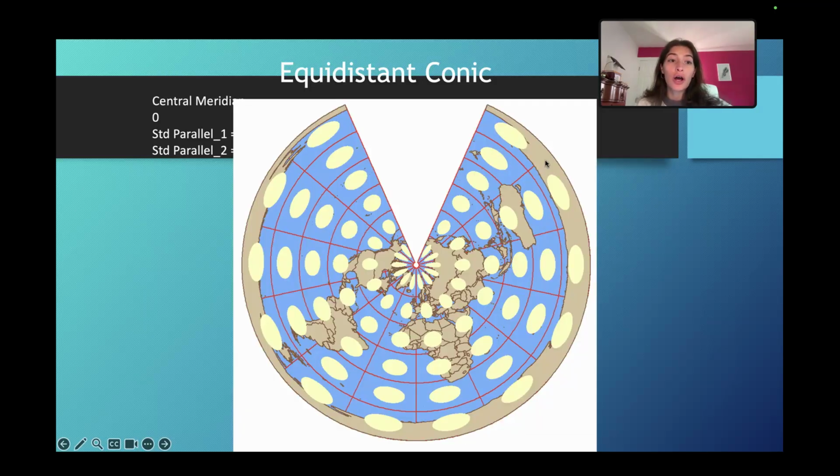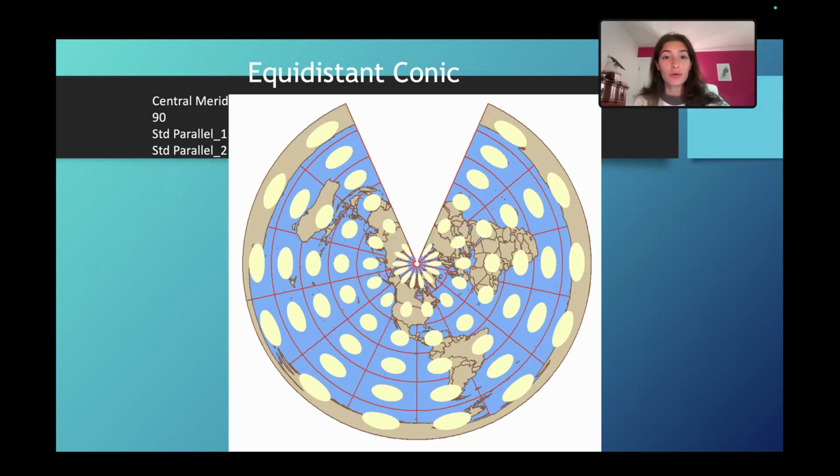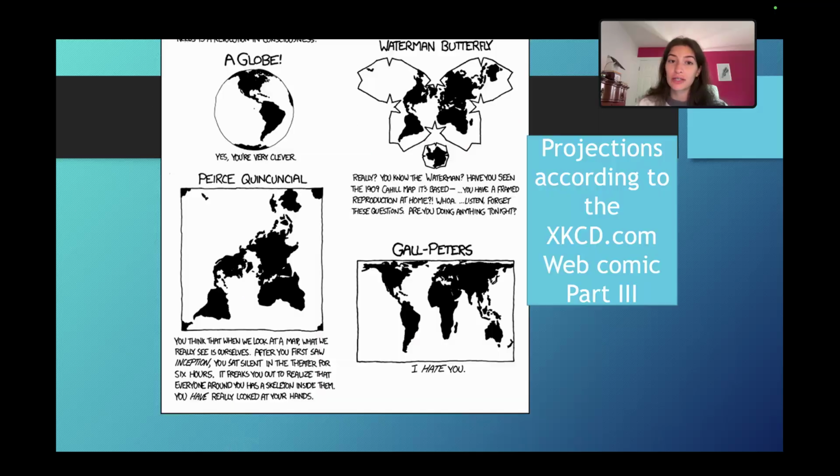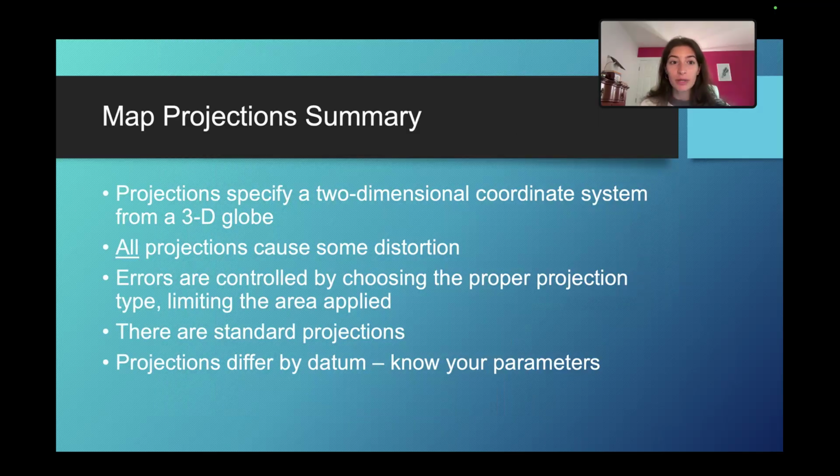This is an equidistant conic. This is another equidistant conic. These are using different central meridians. So you can see just between those two slides how that shifts. Another set of conics here, and then summarizing our map projections, okay?